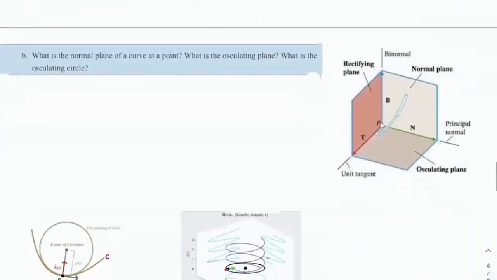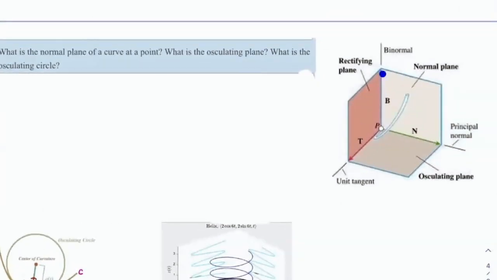The next one, what is the normal plane of a curve at a point? See this one here is the curve. The unit tangent goes this way, and the unit normal goes this way. The cross product of these two, the binormal vector, goes that way. Then the normal plane will be formed by these two. And you can see that it's actually normal to the unit tangent, right? The unit tangent vector is a normal vector of this plane. So this is the normal plane.